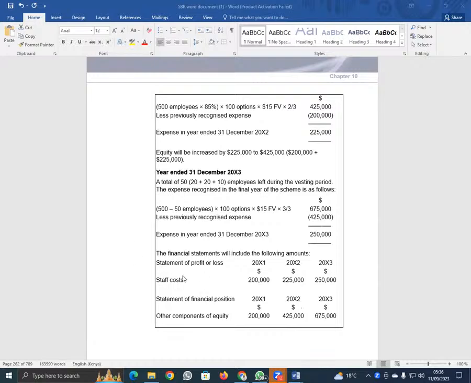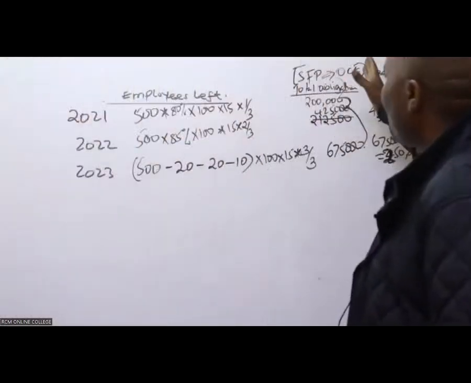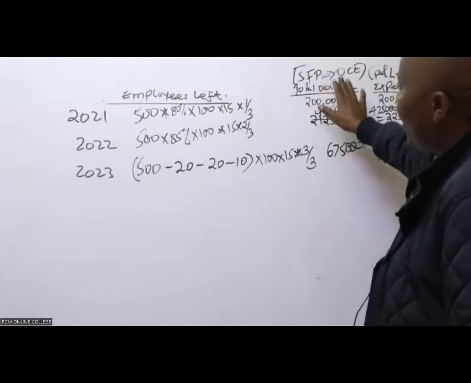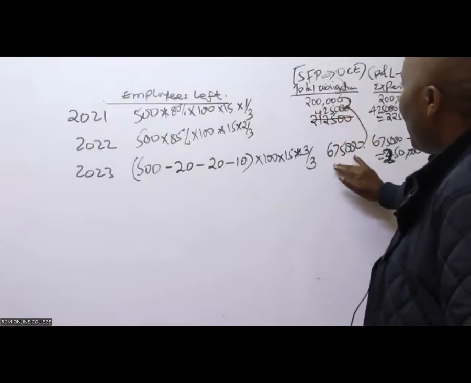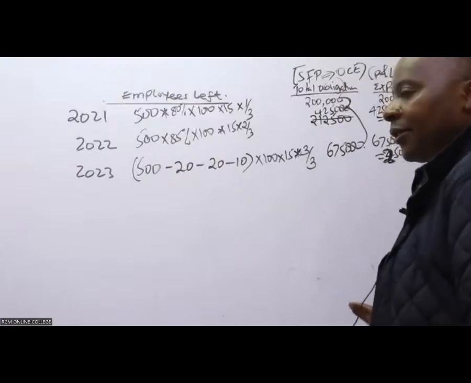You don't need to write them in horizontal format like this. The moment you finish writing like this, this basically becomes your extract of the statement of financial position, other components of equity: 200, 425, like that. And then P and L, staff costs every year. You're done.